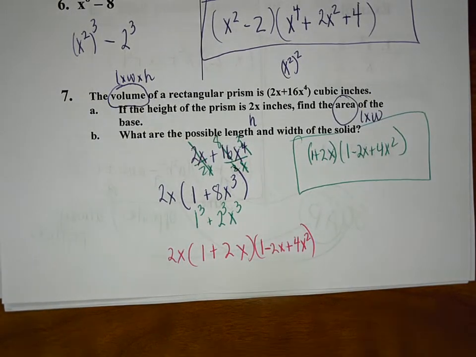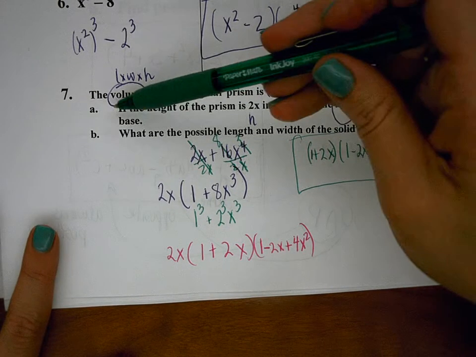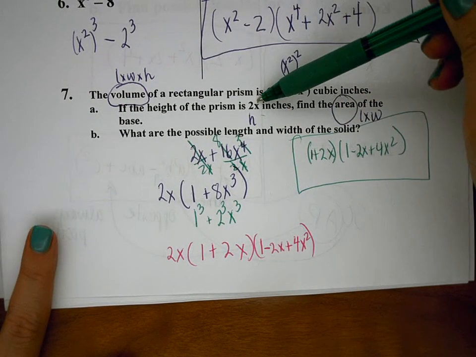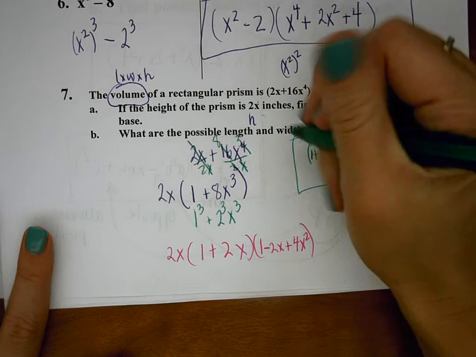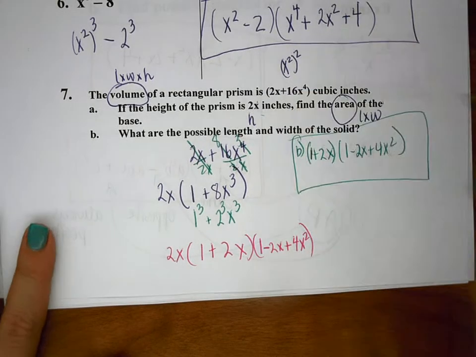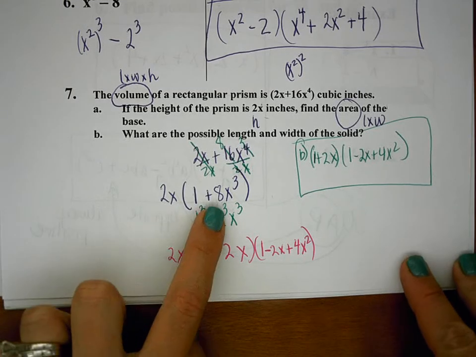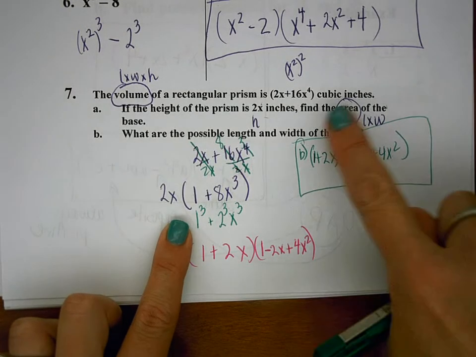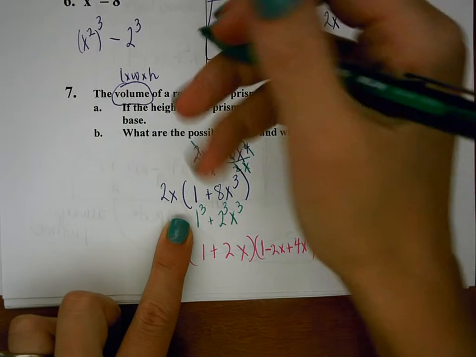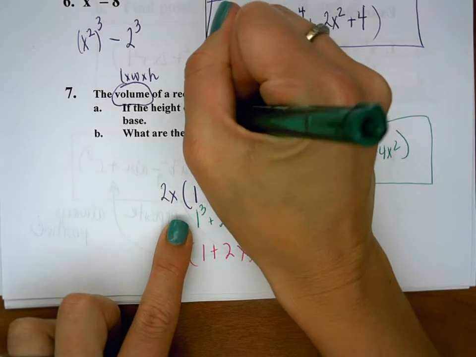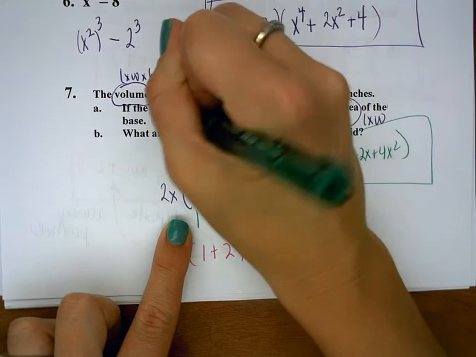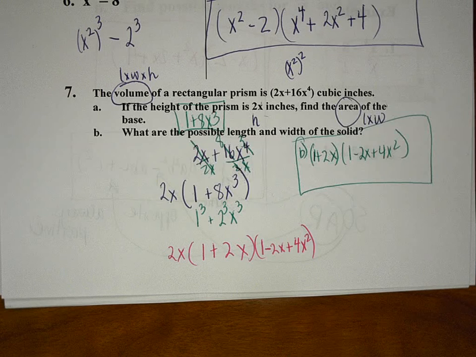The area, when it said here, if the volume or the height of the prism is 2x inches, find the area. So this is my answer right here is for B. My answer for A was when I took out just the 2x. So when I took out the 2x, the area, the volume, just the length and the width, is 1 plus 8x cubed. That is my answer for A. Hopefully, this explains things well enough, and I will answer questions tomorrow.